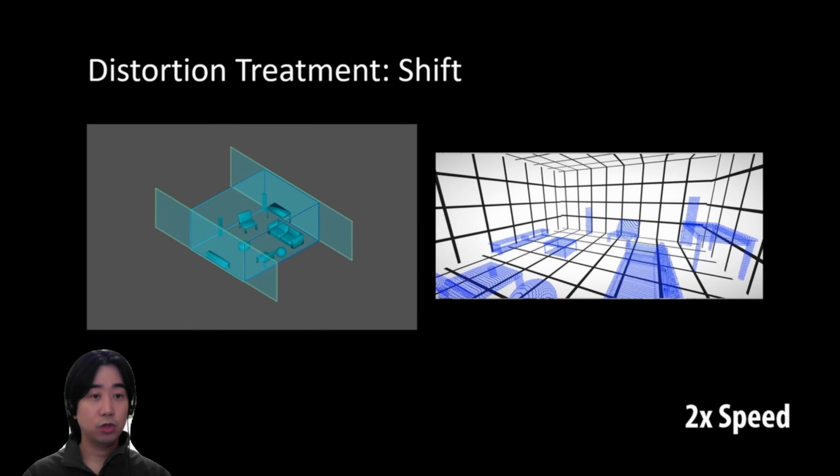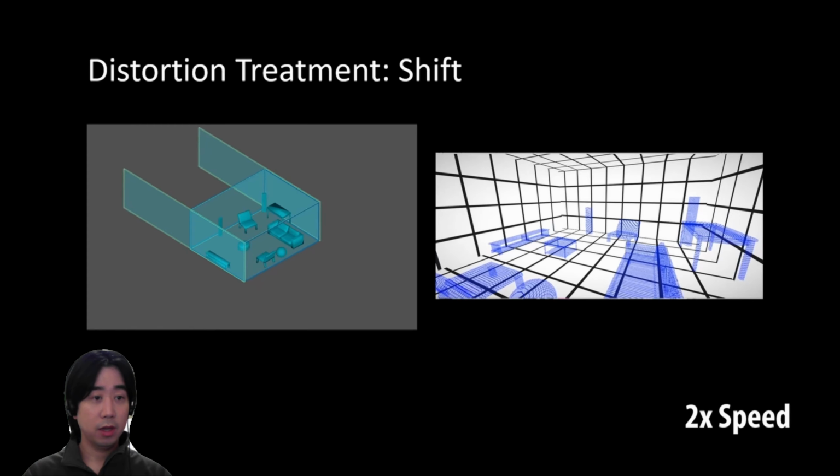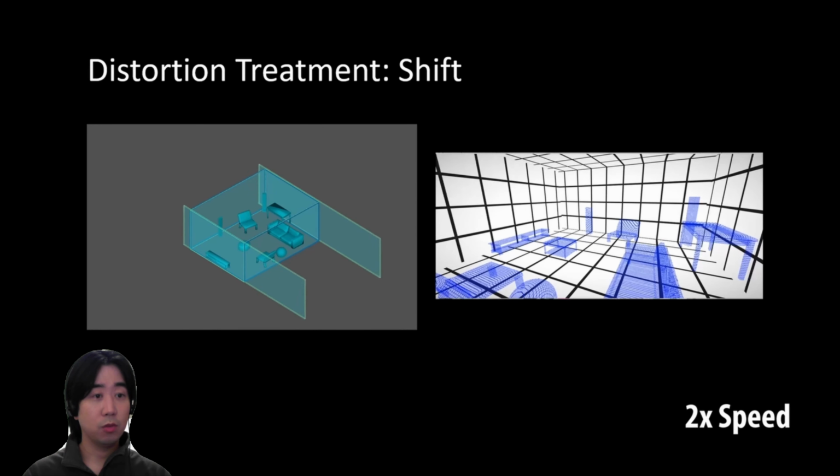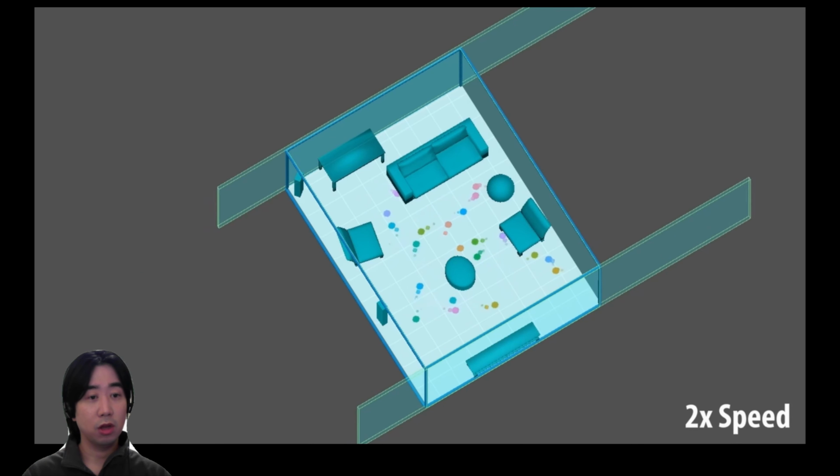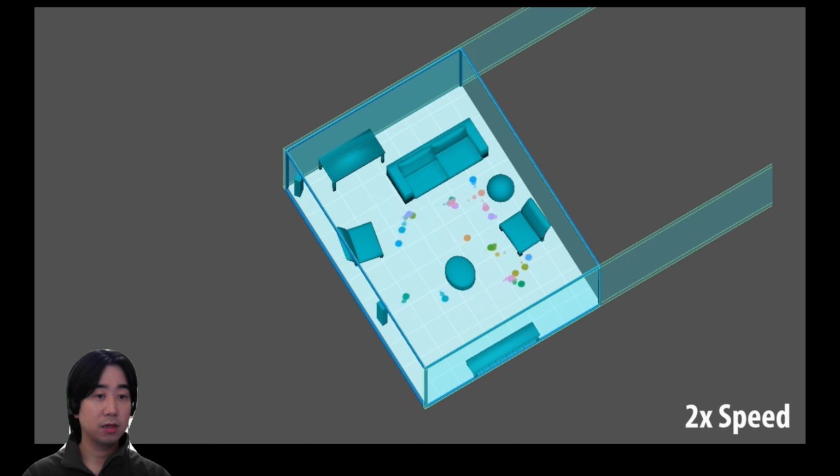Here we see the shift treatment and the user's view. Again, here's the overall movement. As you can see, users followed the motion of the sliding walls for an overall directional motion pattern. We believe this pattern is caused by participants feeling the need to follow along with the shift in the environment.